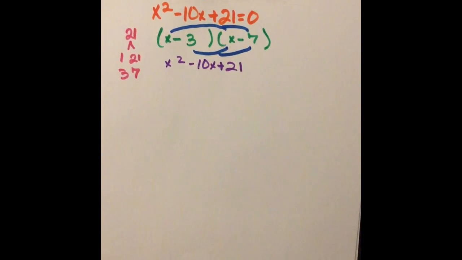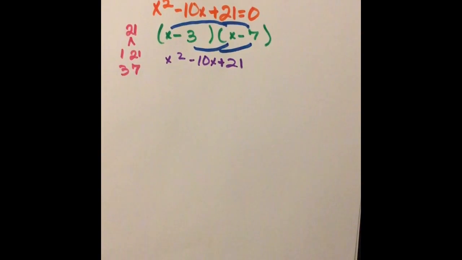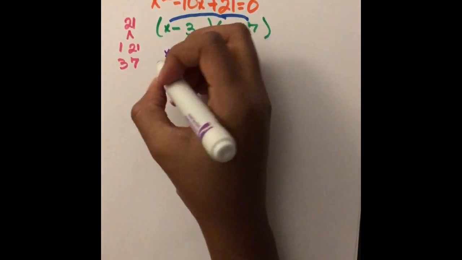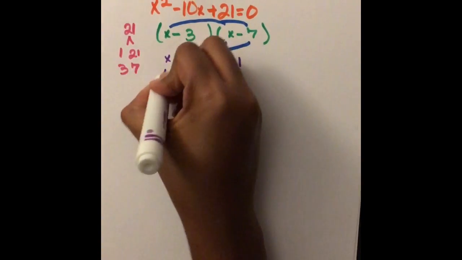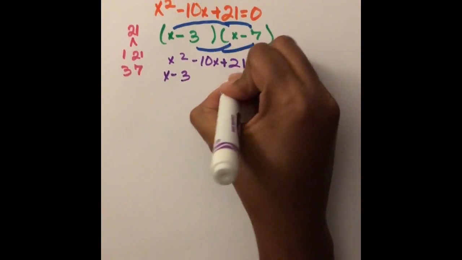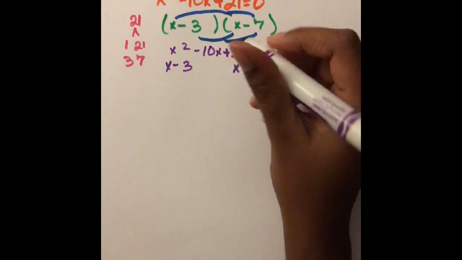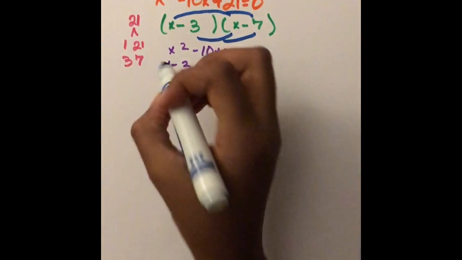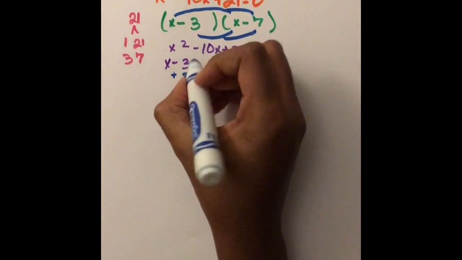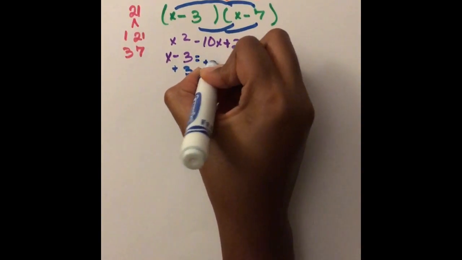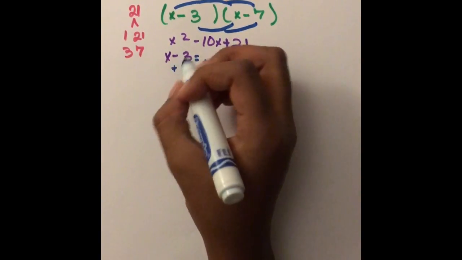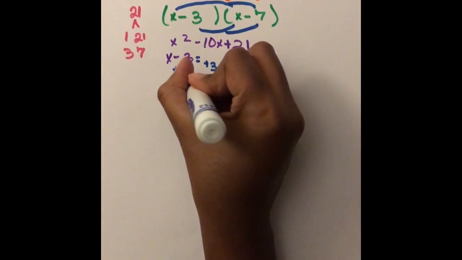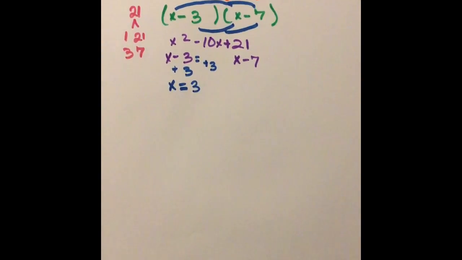Anywho, so basically we're going to solve for x. So there are two factors, x minus 3 and x minus 7. So add 3 on both sides, and that will give you x equals a positive 3.